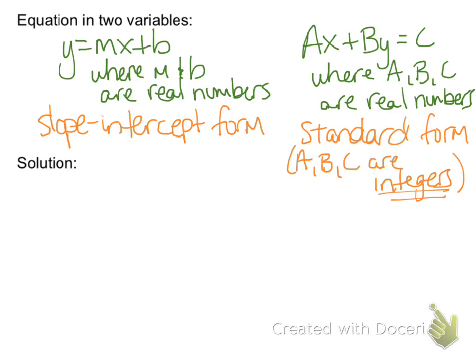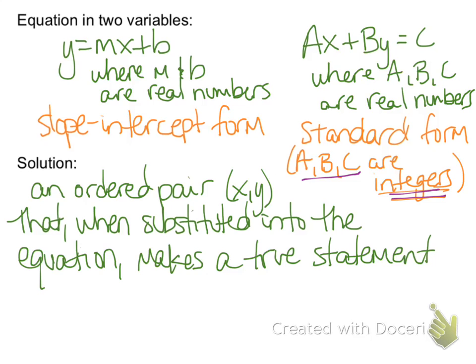And in standard form, it's also important that a, b, and c are integers, which means, if you remember what an integer is, that they're whole numbers. So a, b, and c should not be fractions. When we're dealing with equations in two variables, we're also talking about solutions. A solution is an ordered pair, x, y, that when it's substituted into the equation is going to make the statement true. That's how we can always check our answers: put our solution back into the original equation and make sure it makes a true statement.